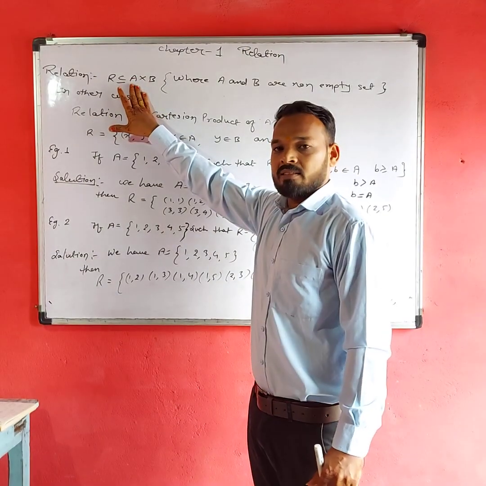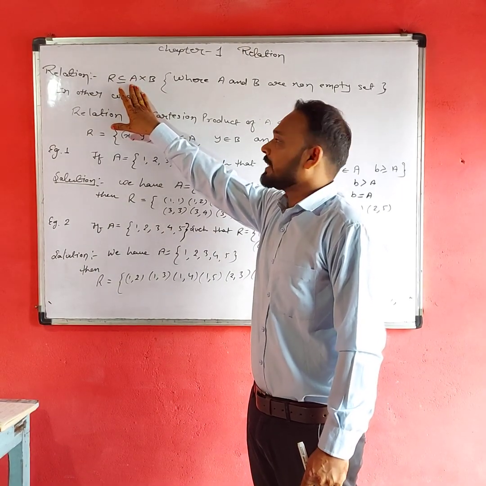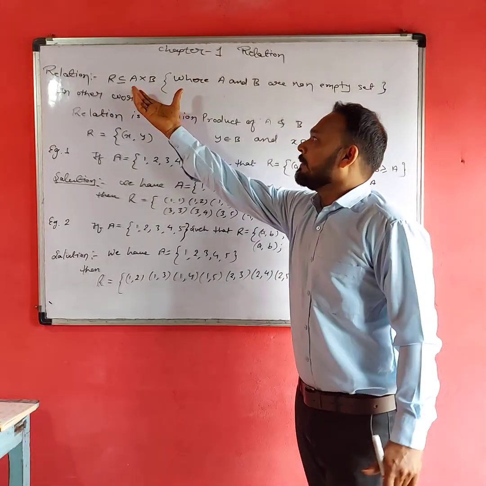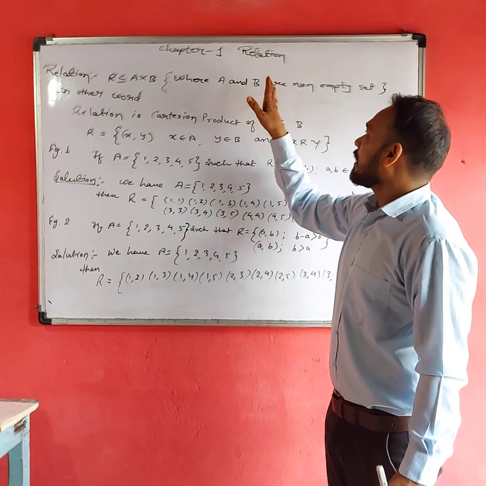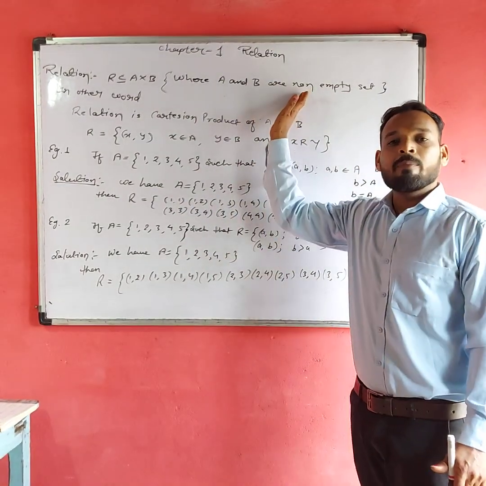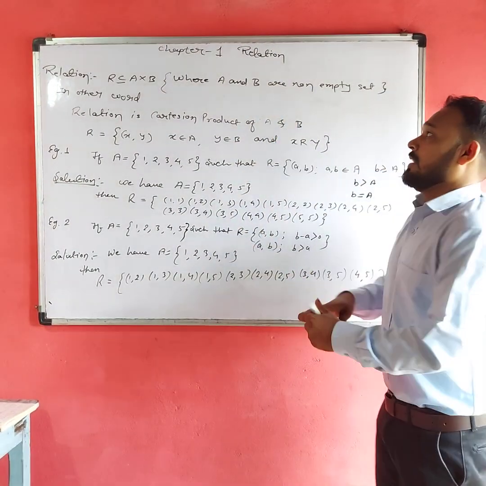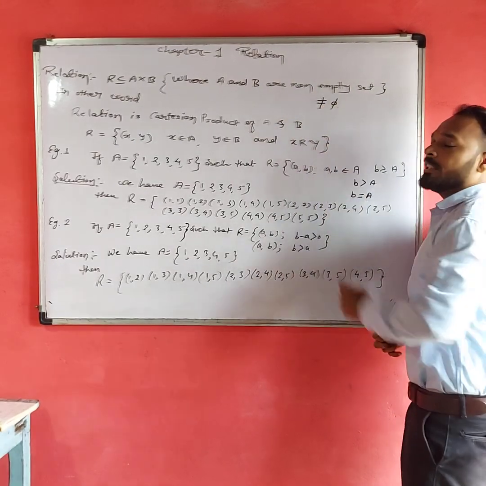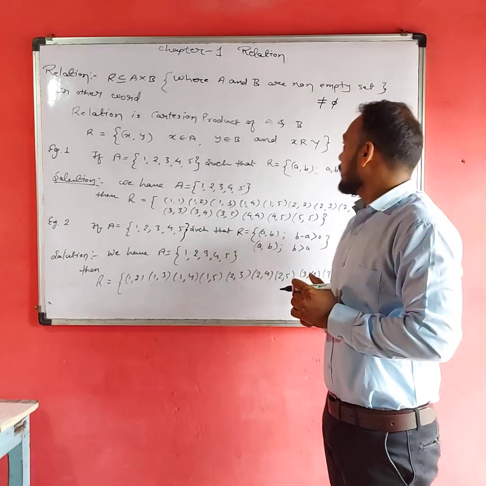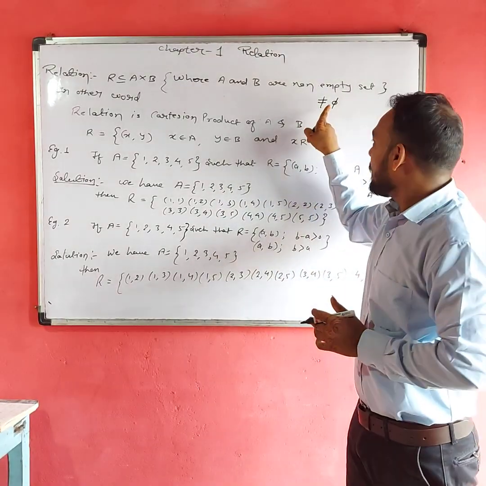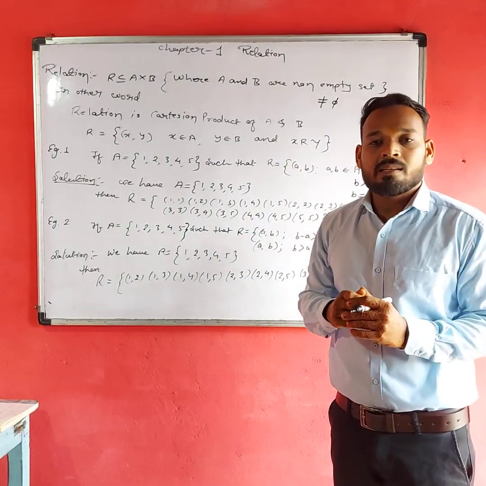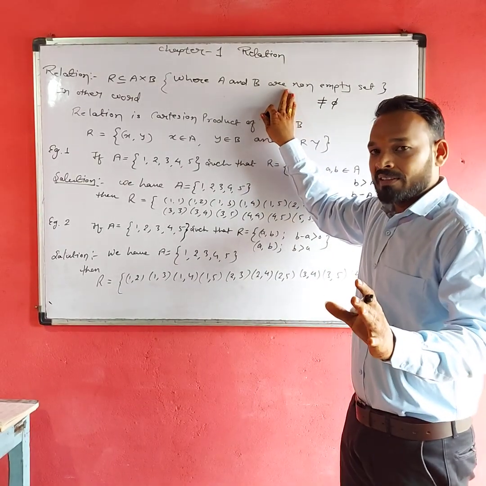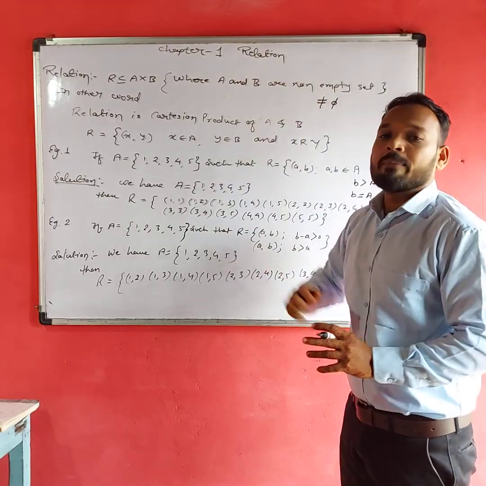A means any set, and B means another set. And we write that A and B are non-empty sets. Non-empty set means it is not equal to phi. Phi means the null condition. Null condition means it's empty. But this is a non-empty set, and non-empty set means it is not an empty set.